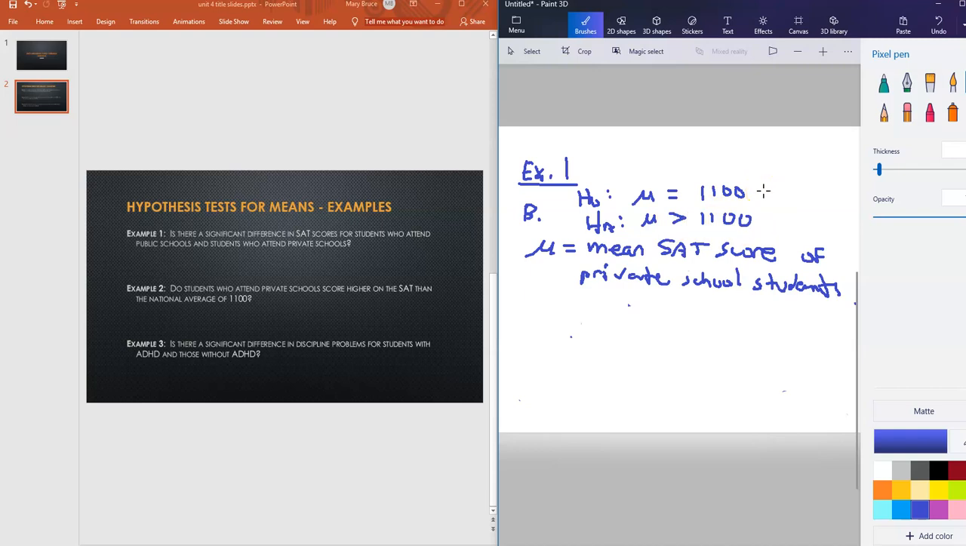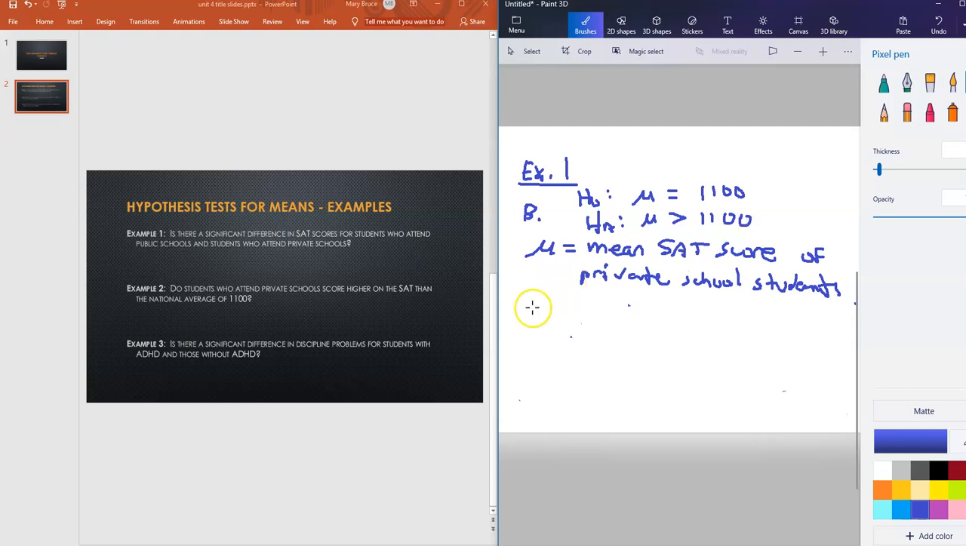You can talk in your seminar about why there's no less than symbol or why the null doesn't have less than or equal to. It could have that. It's usually accepted to just go ahead and put an equal sign in the null. So that's definitely up for discussion this week, as long as the direction that you're testing is in the alternative hypothesis. So mu greater than 1100. If you're testing just one direction, like greater than or less than or not equal to, those are all alternative symbols and have to go where the HA is.